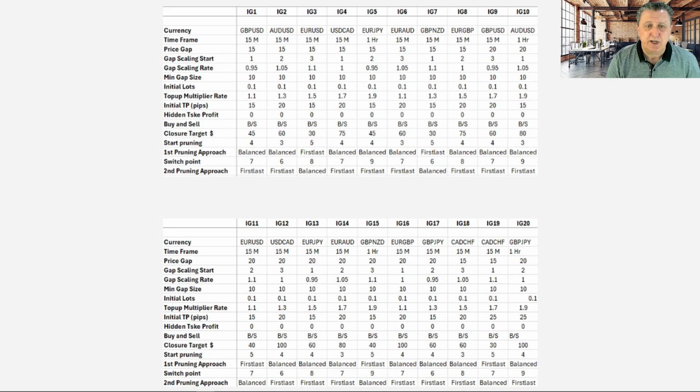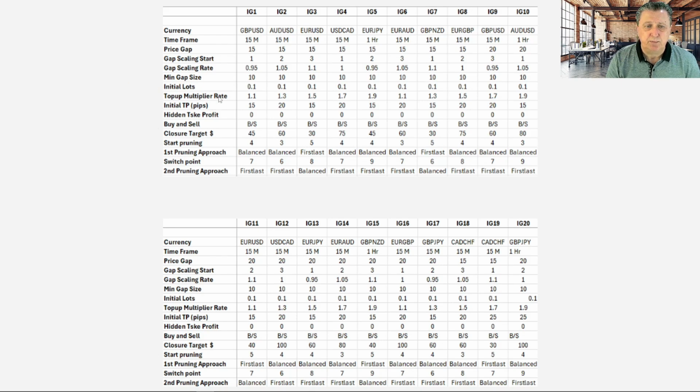We have gap scaling starting between 1 and 3 in here. Scaling rates, this particular EA seems to like both going down in scaling rate, but also going up. We have some similar results here. And then you can see minimum gap size is not something we're going to touch. Initial lots, we're not going to touch that either, because this is part of the testing phase. So we want to see what we can get out of it with 0.1 lot.